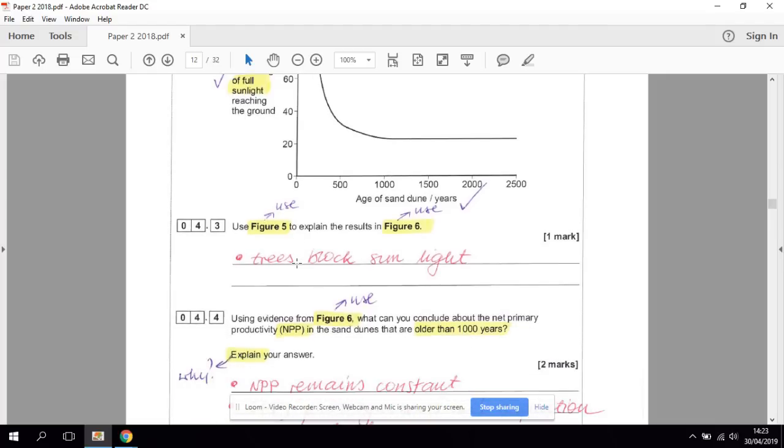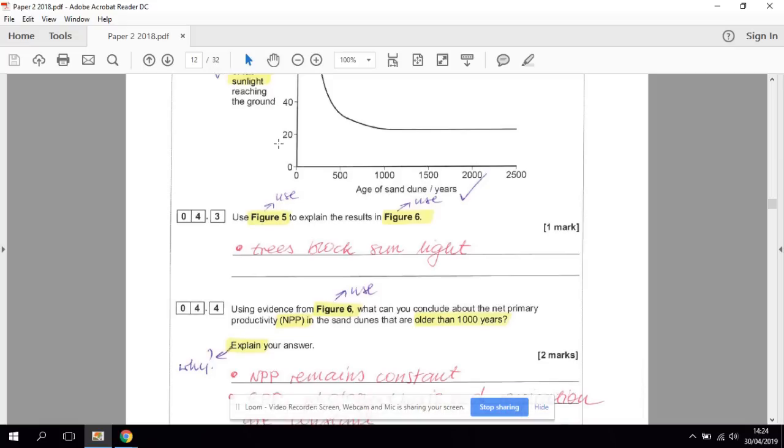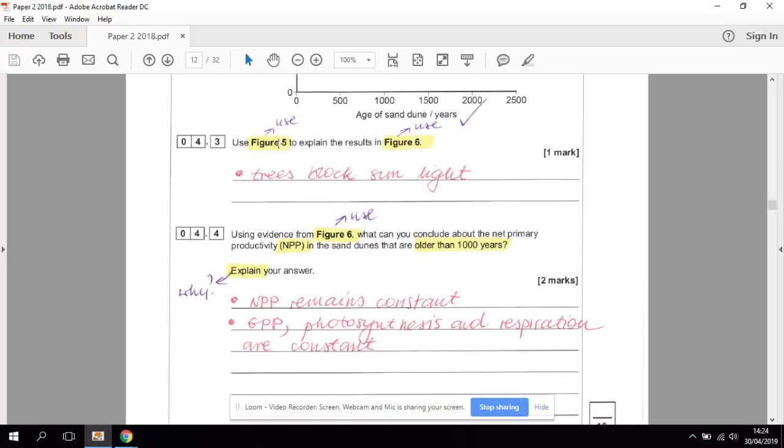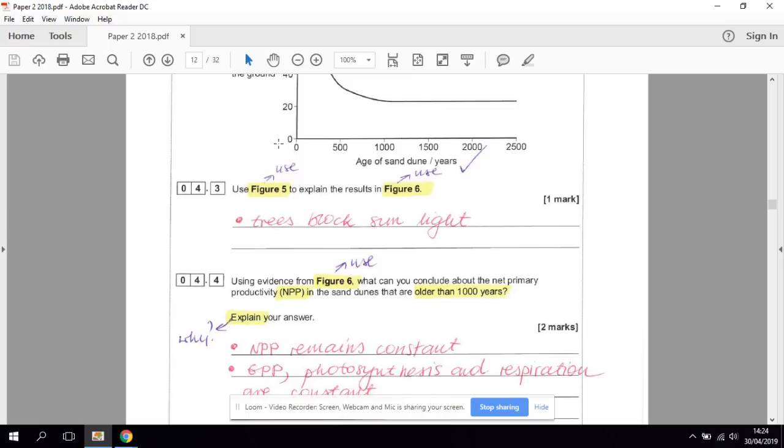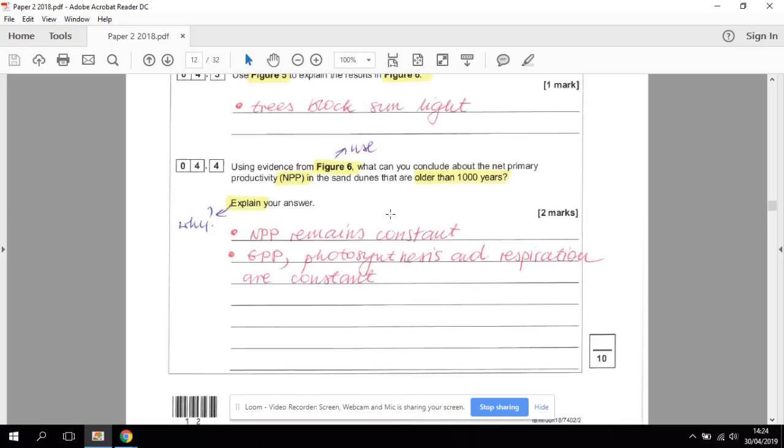Using the evidence from figure 6, what can you conclude about the net primary productivity in the sand dunes that are older than 1,000 years? What we can see here, above this 1,000 years, is that we've got the same constant percentage of sunlight. So the net primary productivity will of course stay constant, because photosynthesis and respiration are constant through this. It's a constant supply of sunlight, hence the answer.